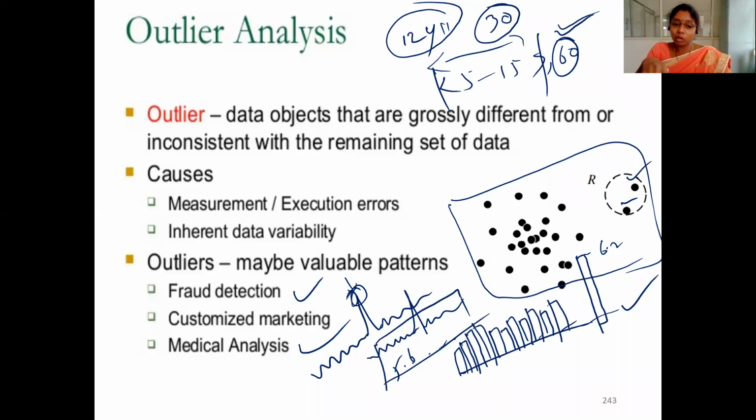So if at all there are abnormalities in the medical reports also, that can also be identified. So all these concepts come under outlier analysis. Because there are some advantages for going with the outliers, and there are some disadvantages if you ignore the outliers and club the entire data. So for that you need to identify the outliers and you need to mine the outliers.